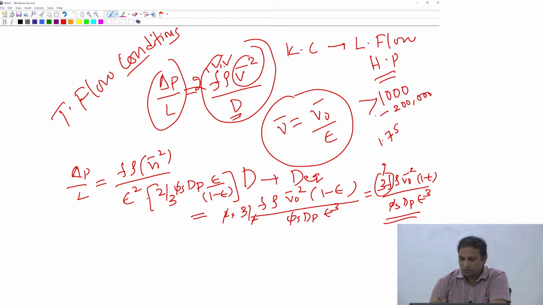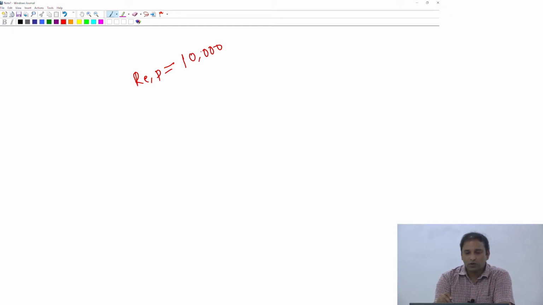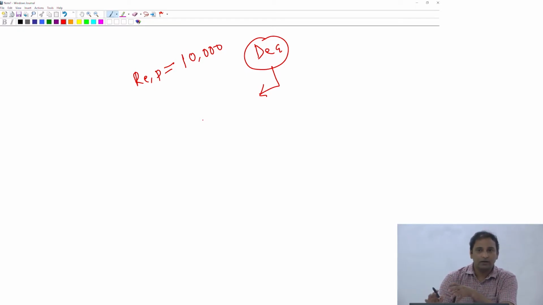Therefore, now this 1.75, if you go back and look it up, say that I have a Reynolds number condition of the order of, say, 10,000. Now what you do is, now I know what is a D equivalent. You use that and you back calculate what is the Reynolds number that corresponds to flow of the fluid through the pipe. Now it turns out that the Reynolds number would be of the order of 4,000.